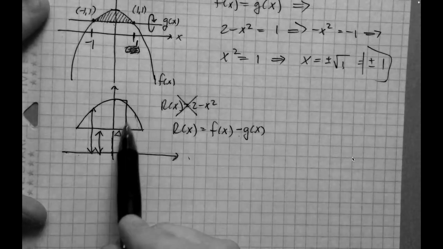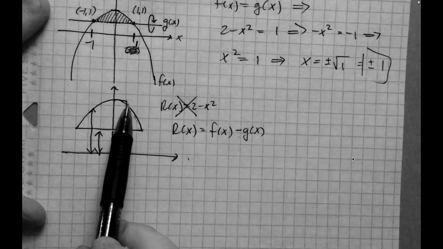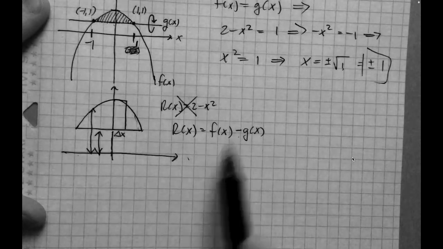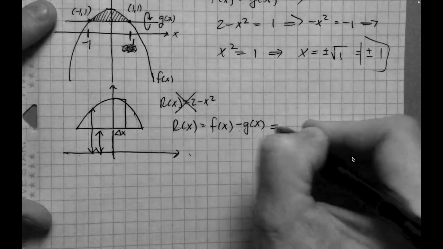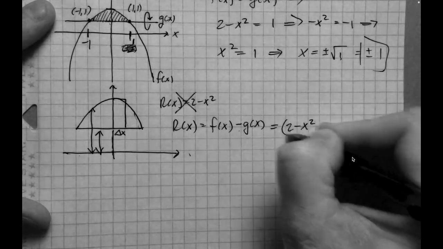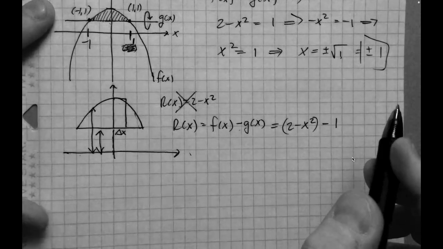So this r of x is all about the height of the representative rectangles, and it's going to start at the x-axis and go all the way up to here, but then we want to remove the part that's below g, right? And so that just means f of x minus g of x, which for this example is going to be 2 minus x squared, that's the f of x, and then minus g of x would be minus 1. g of x is a constant.